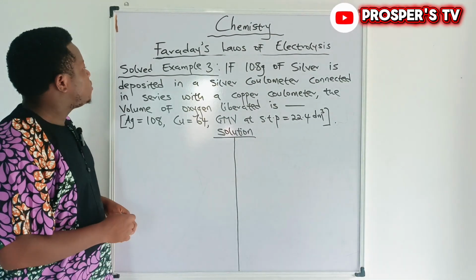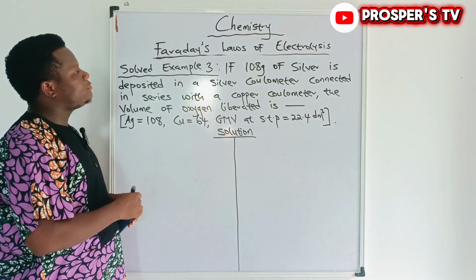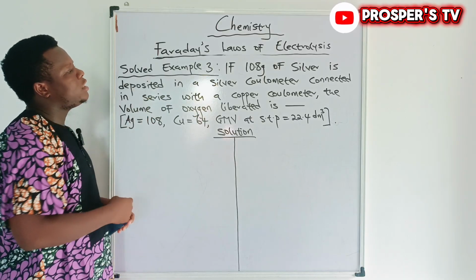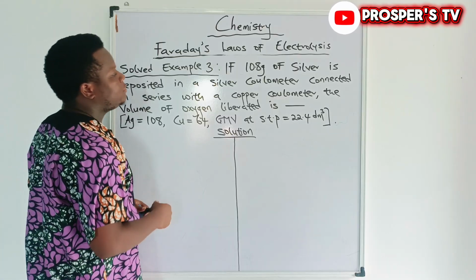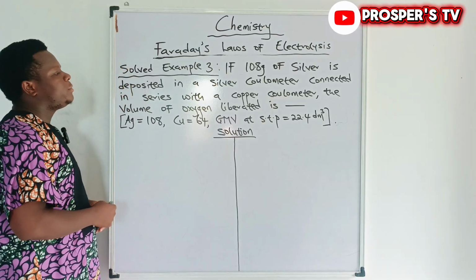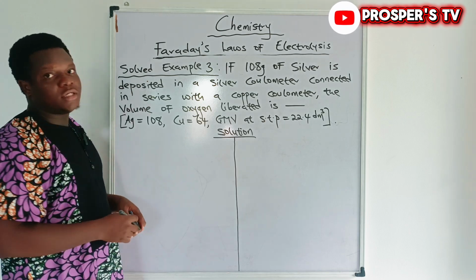All right, now let's look at our third example. It says if 10.8 grams of silver is deposited in a silver coulometer connected in series with a copper coulometer, the volume of oxygen liberated is dash. So how do we deal with this?